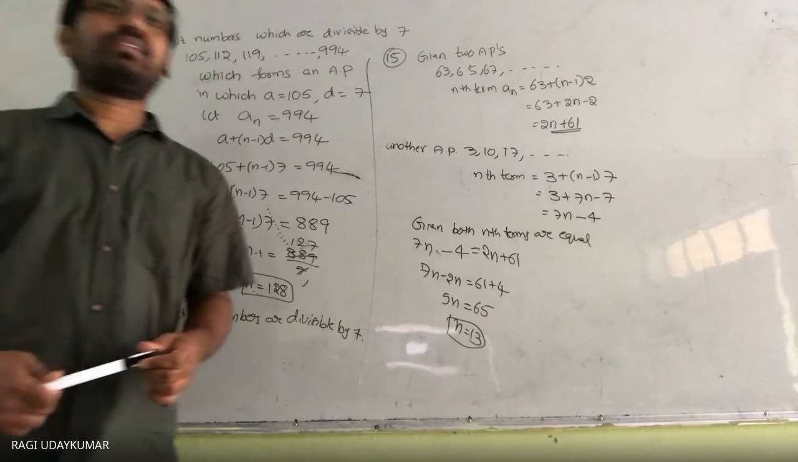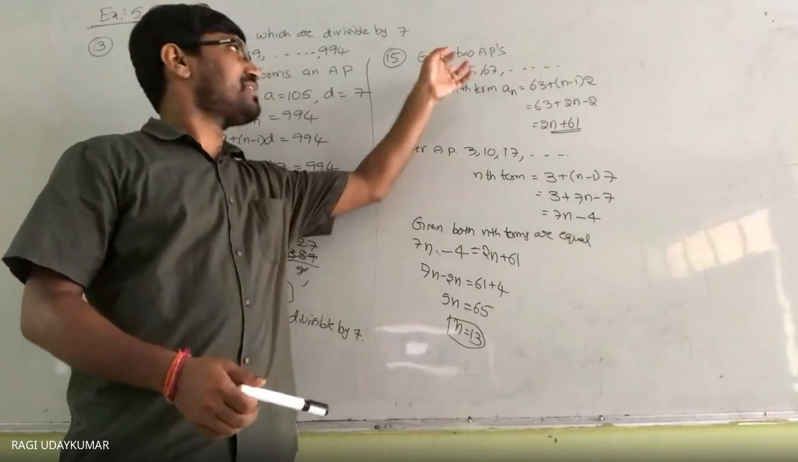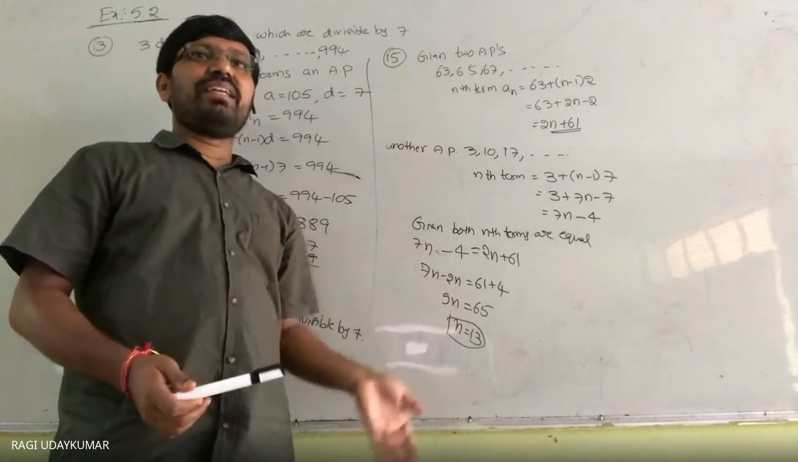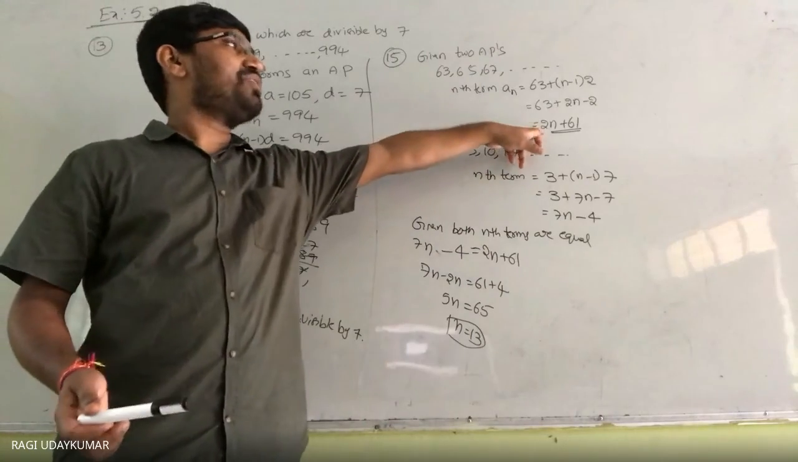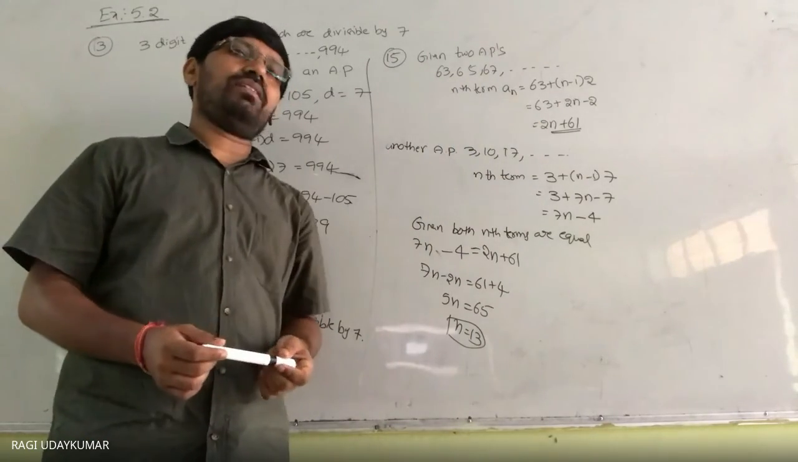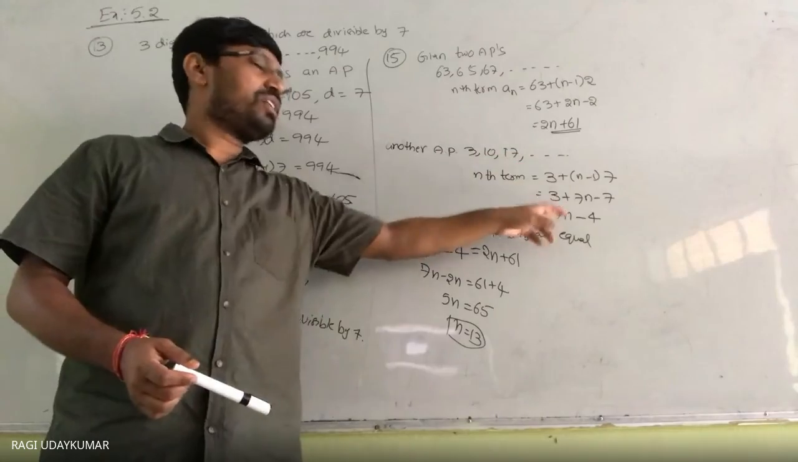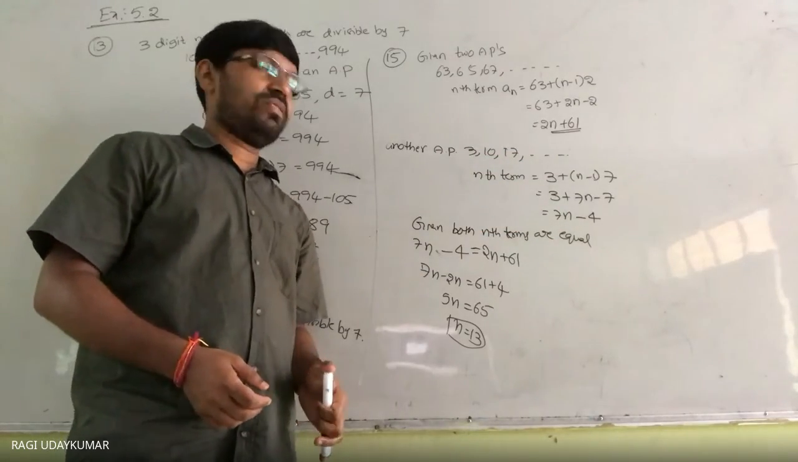Sir, if we need to find both the numbers, we can use that formula also. Yes, a plus (n minus 1) d. Simplified, in this arithmetic progression you got 2n plus 61, and in the other, 7n minus 4. Okay.